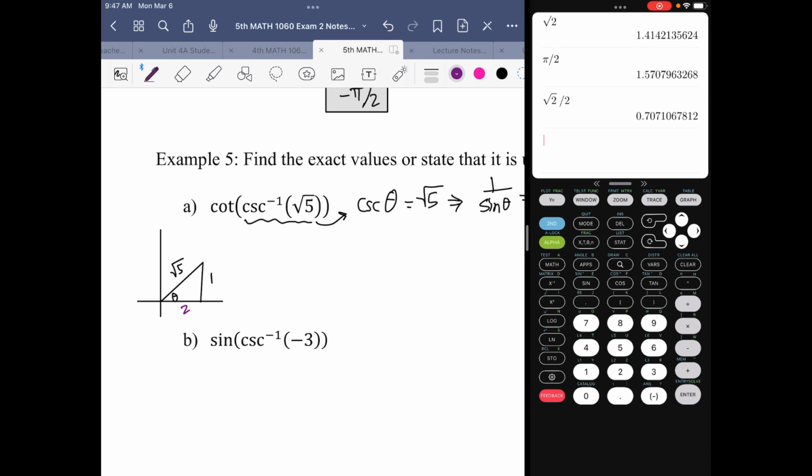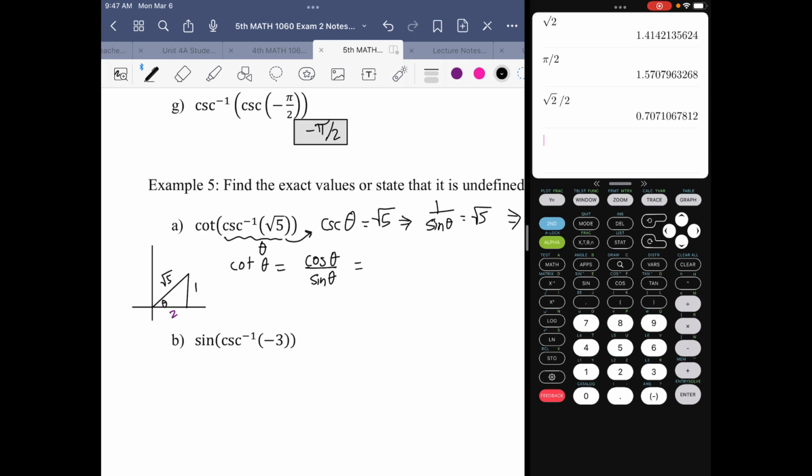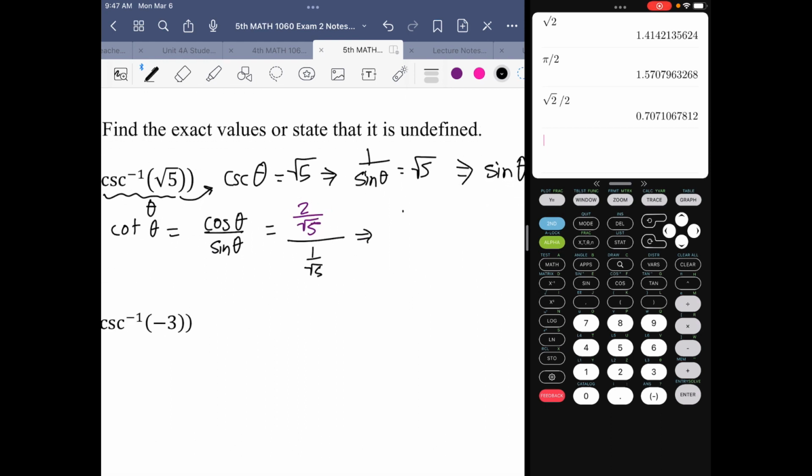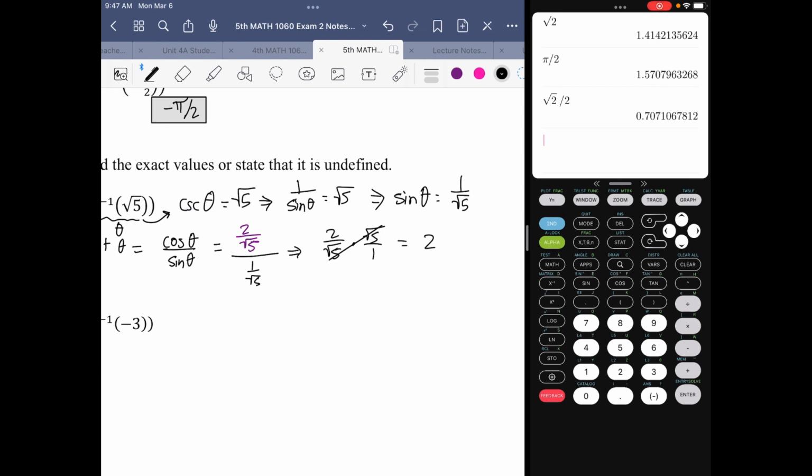So now we need the cotangent of this angle, right? Because this whole big thing, that's really just an angle that you're describing. Okay? So the cotangent of theta would be equal to the cosine of theta over the sine of theta. Right? So cosine now becomes 2 over the square root of 5. And sine, we already had, was 1 over the square root of 5. And we can keep change flip this, which is nice because those cancel. The answer is 2.